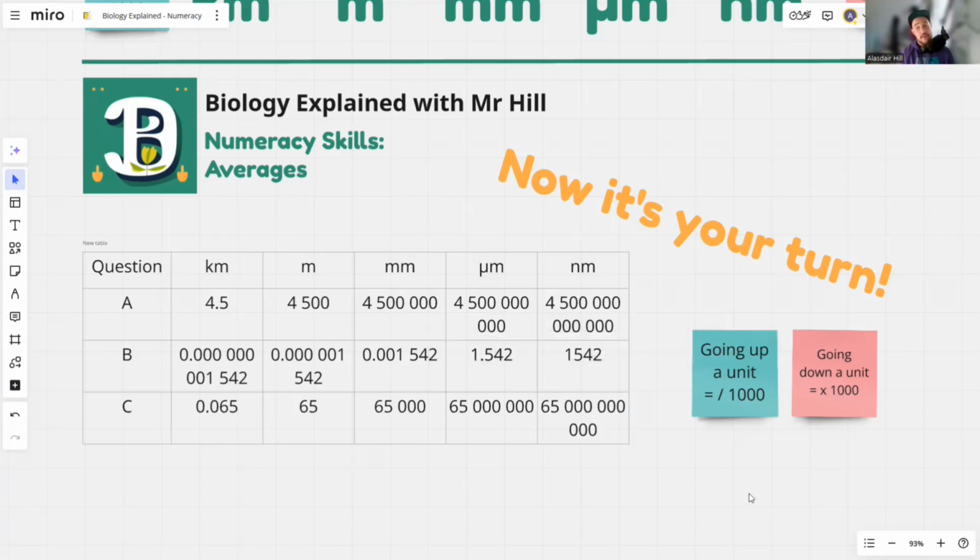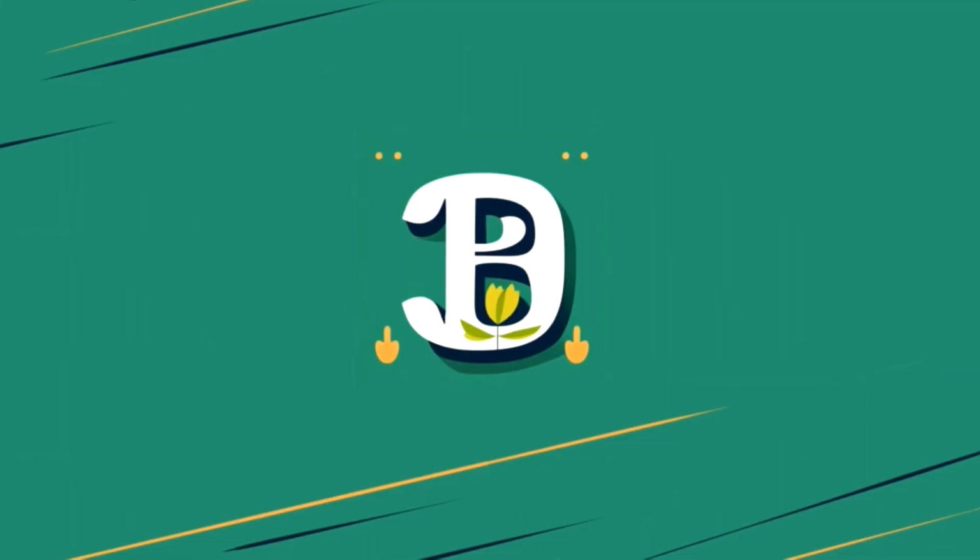Remember the golden rules: multiplying by 1,000 when you're going down a unit, and dividing by 1,000 when you're going up a unit. So there you have it. Nice and simple, really. If you are going to a larger unit, you just need to divide your number by 1,000. And if you're going to a smaller unit, you need to multiply your number by 1,000. So for example, if you were going from meters to kilometers, you divide it by 1,000. And if you're going from meters to millimeters, you would times your number by 1,000.